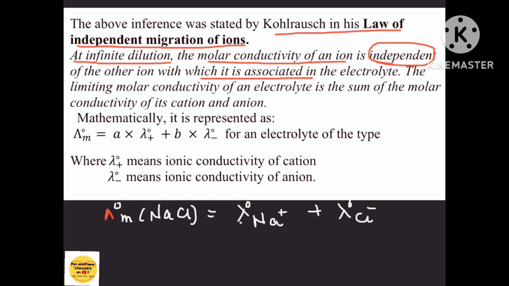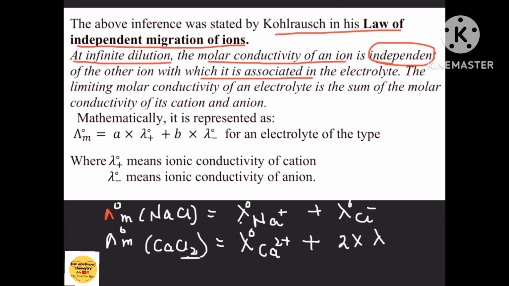the ionic conductivity of chloride. What if I have an electrolyte, let's suppose of the type calcium chloride? Now here you've got 2 chlorines. So that will be the ionic conductance of calcium plus twice the ionic conductance of the chloride ions, because for every 1 mole of calcium chloride we have 2 moles of chloride ions being liberated.